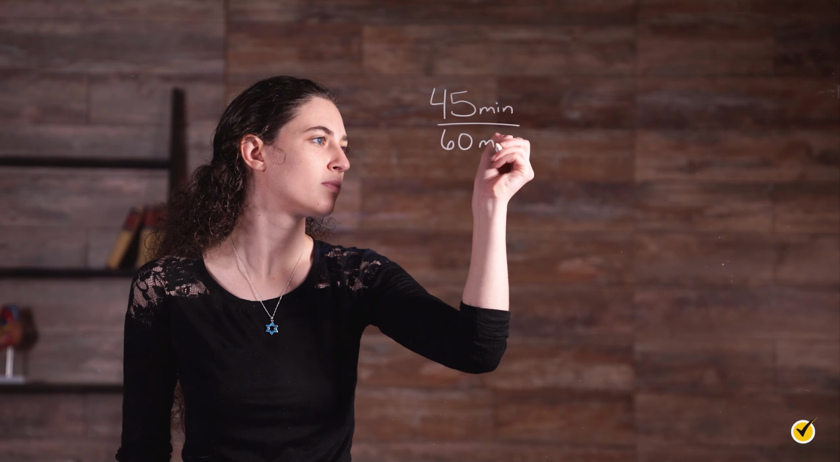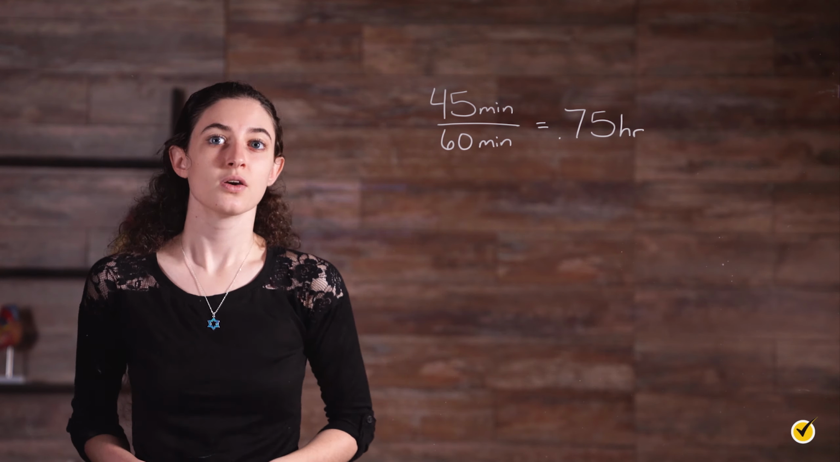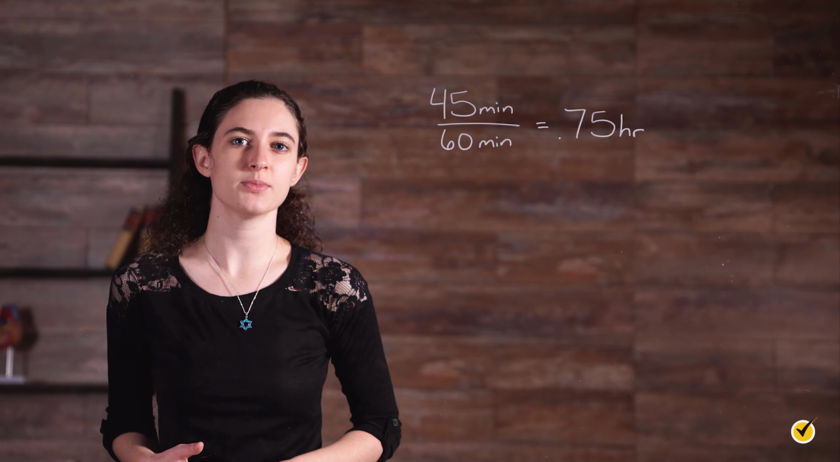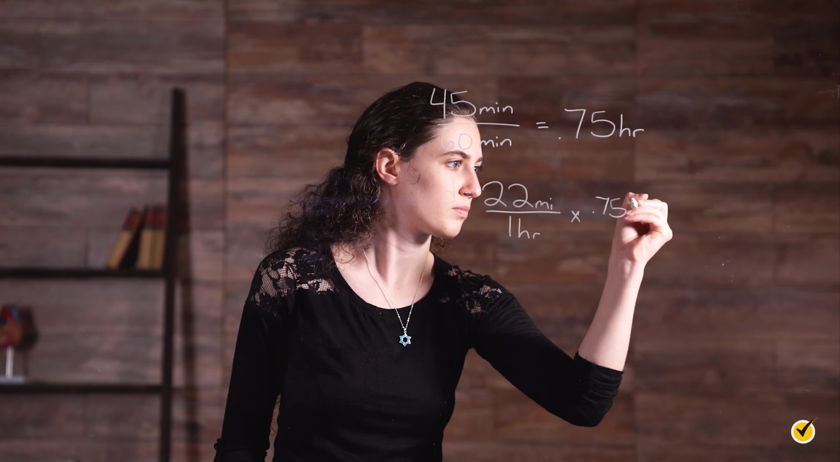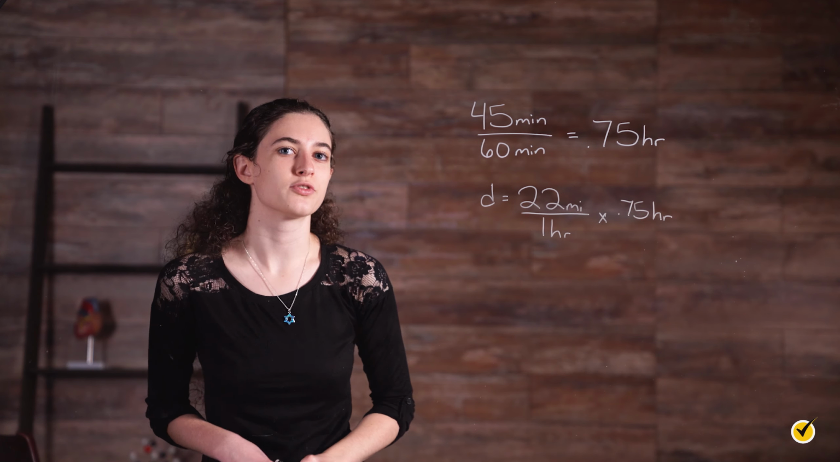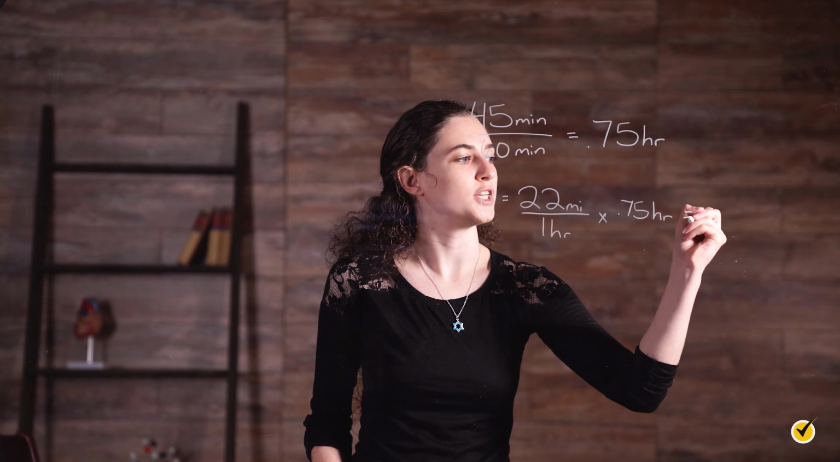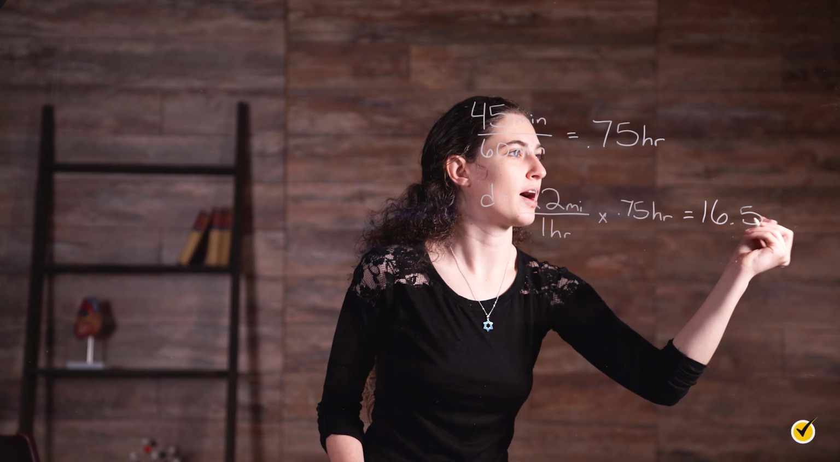Because the rate of speed is measured in miles per hour and the time is given in minutes, you must calculate the fraction of 1 hour that 45 minutes represents. There are 60 minutes in 1 hour, so 45 minutes represents 0.75, or 3/4 of 1 hour. Once the units of time are the same, the distance can be determined like this. This results in a total distance traveled of 22 times 0.75, which equals 16.5 miles.